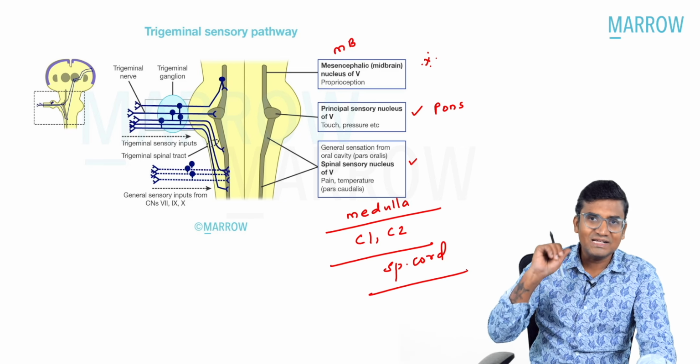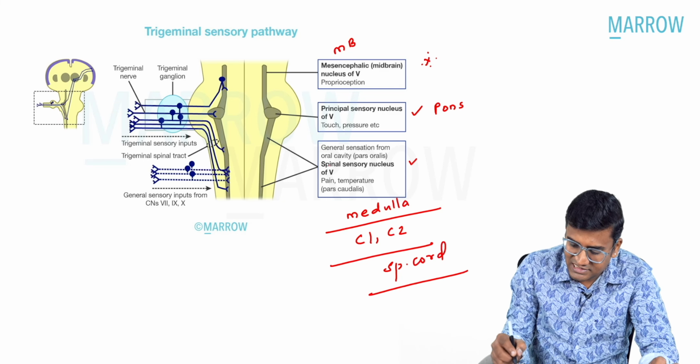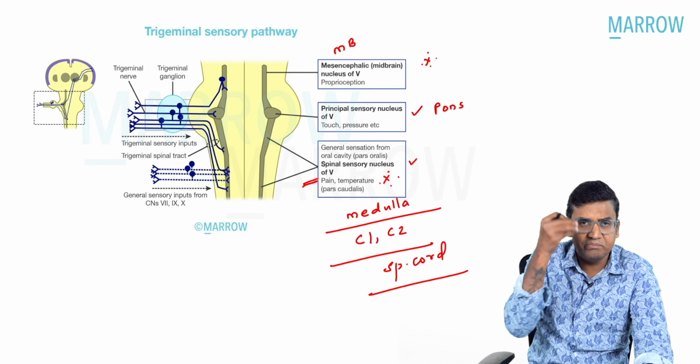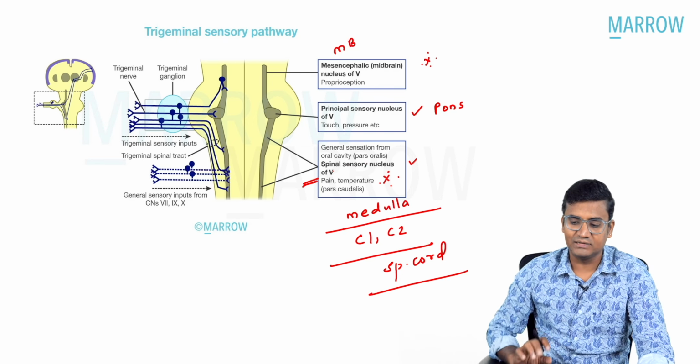Okay. Now, what are the sensory modalities carried by these nuclei? Spinal nucleus of trigeminal carries pain and temperature. Pain and temperature, the very basic sensations, are carried by your spinal nucleus of trigeminal.